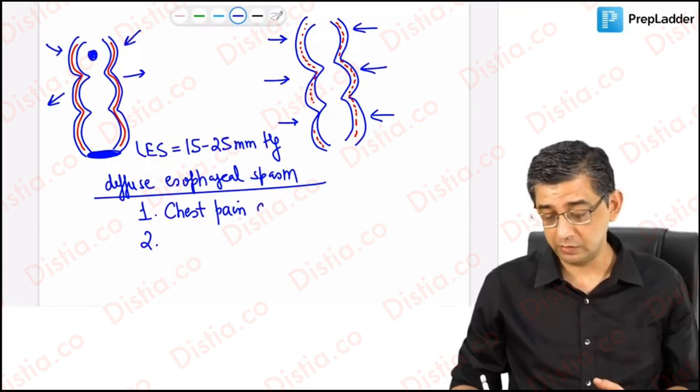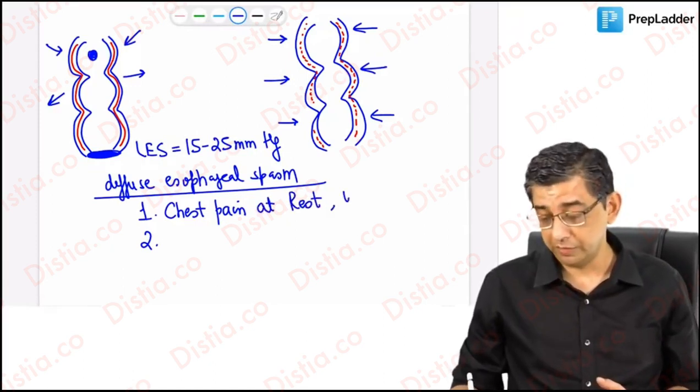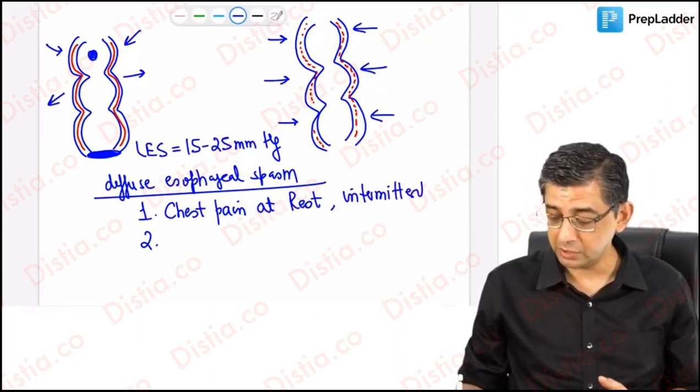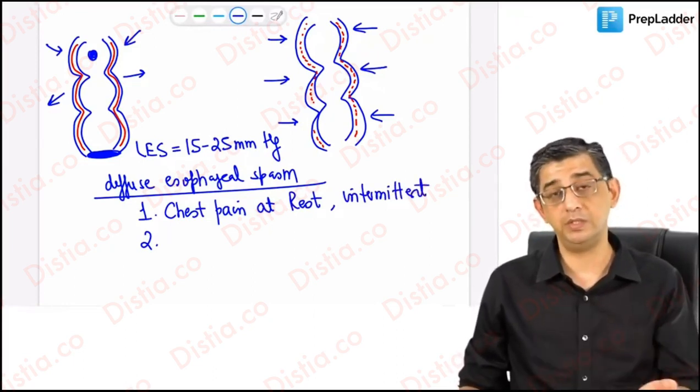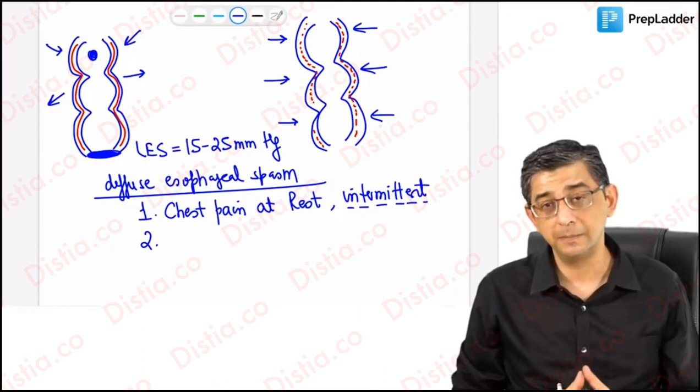The usual complaint of these patients is chest pain at rest. How would you differentiate this chest pain at rest from that of MI? In myocardial infarction, the chest pain will be occurring on a continuous basis with sweating and pulmonary edema manifestations. Here, the chest pain will be occurring on an intermittent basis.